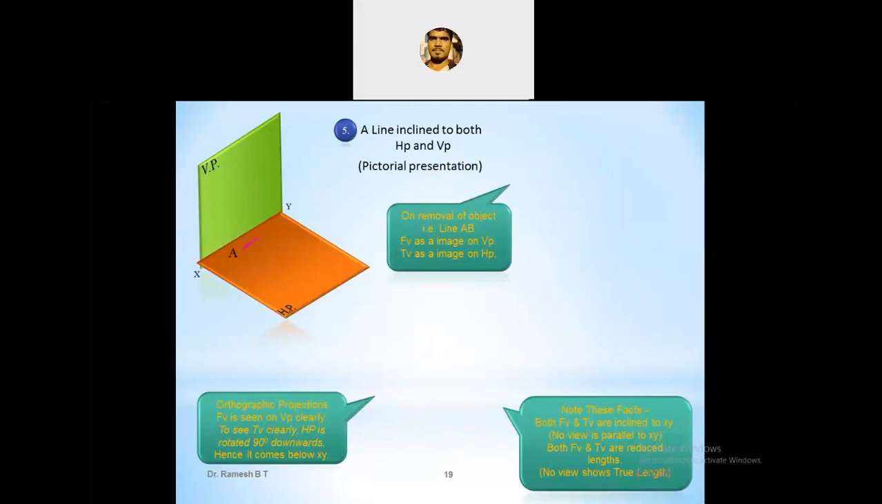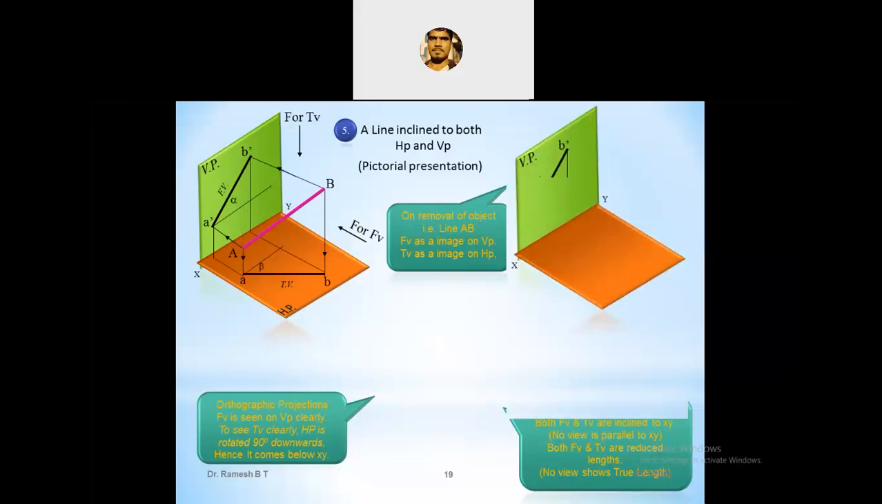Yes, the line is inclined to VP as well as inclined to HP. See, that line AB is inclined to VP and inclined to HP. It is alpha for the front view and beta for the top view. So the top view in HP shows beta, and the front view in the vertical plane shows alpha.